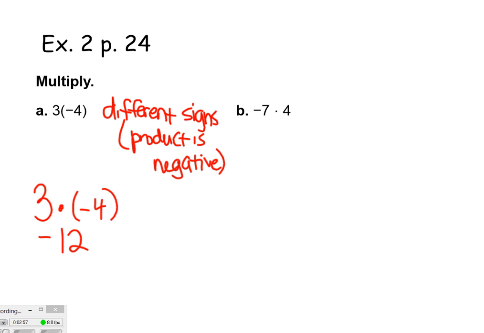Let's go on to B. Negative 7 times positive 4. They have different signs, so our answer will be negative 28. Since 7 times 4 is 28, and they have different signs, it's negative.